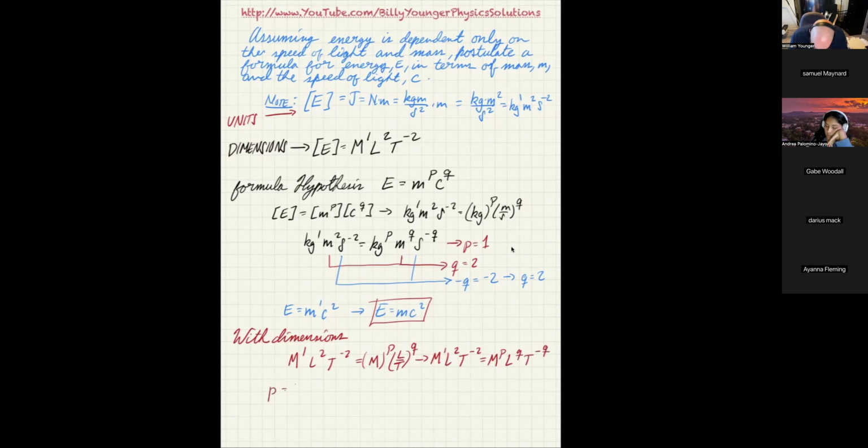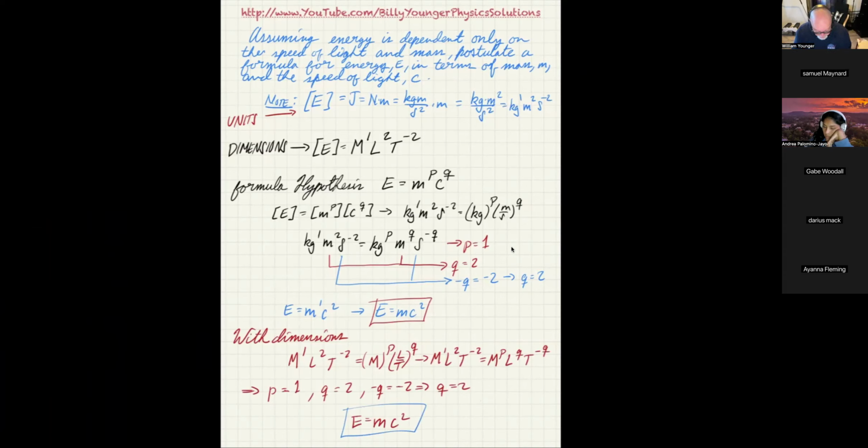Again, we find p is equal to 1, q is equal to 2, and negative q is equal to negative 2, which also implies q equals 2. So we get E equals mc squared.